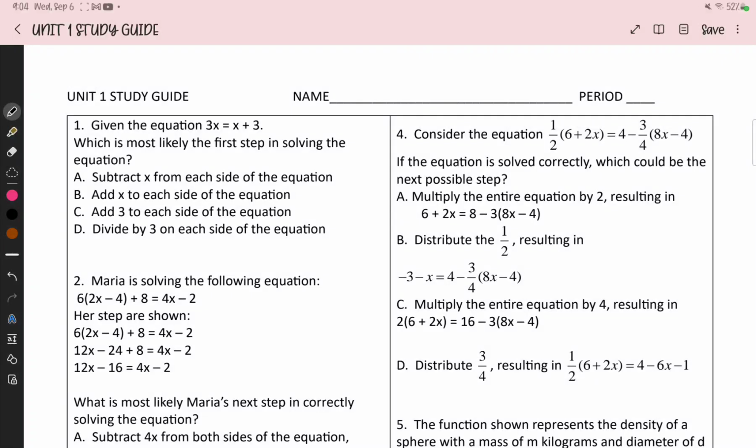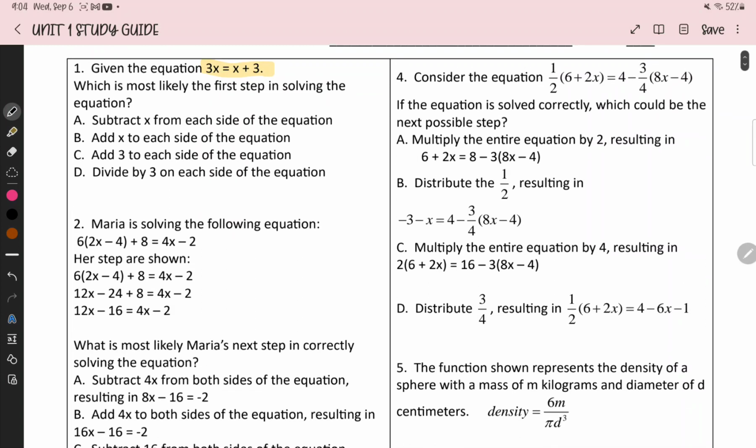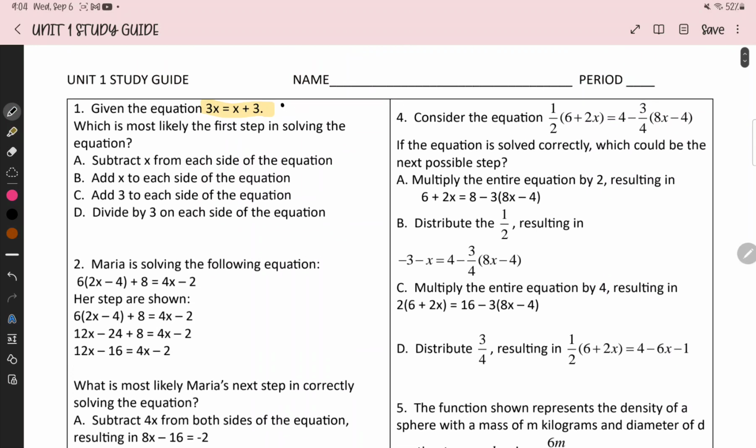View of our study guide, our Unit 1 study guide. Number 1 says, which is most likely the first step in solving the equation? Looking at this equation here, the first thing I would do is get all of my variables to one side. I would get all my variables to the left and my constants to the right.